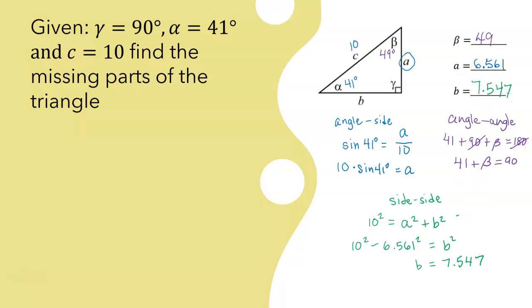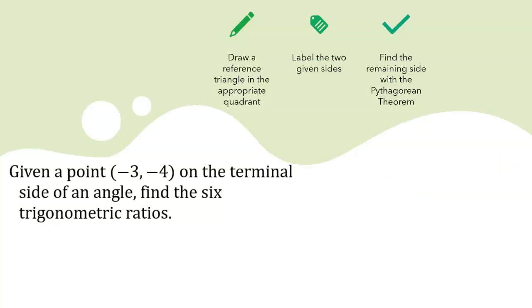So be very comfortable with switching your tools as you solve a right triangle. There's often more than one way to get there, but sometimes you need to just be flexible. The other type of problem you're going to find is either I give you a point or I give you one of the ratios and you're trying to find the other trigonometric ratios. So this one I'm given a point.